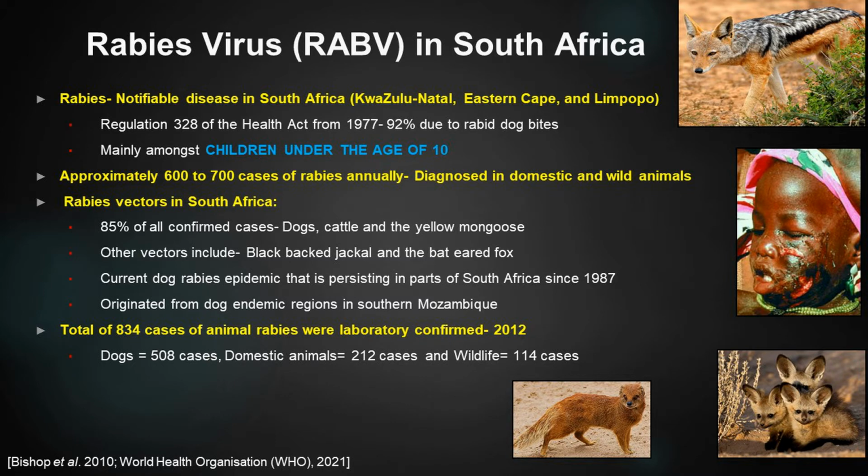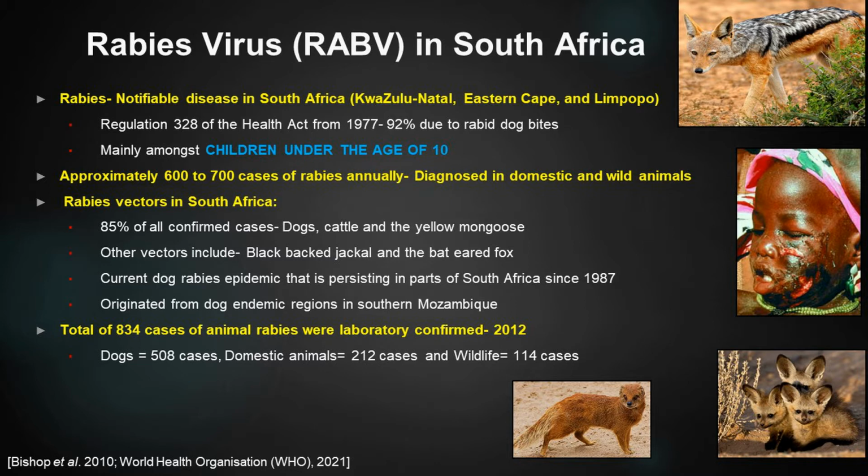Rabies is a notifiable disease in South Africa, especially in the KwaZulu-Natal, Eastern Cape and Limpopo provinces, according to the Health Act from 1977, whereby 92% of cases are due to rabid dog bites, and mostly children under the age of 10 are affected, as shown in the photograph. Approximately 600 to 700 cases of rabies occur annually in South Africa, which have been diagnosed in domestic and wild animals, and the rabies vectors include dogs, cattle, and the yellow mongoose, which account for 85% of all confirmed cases.